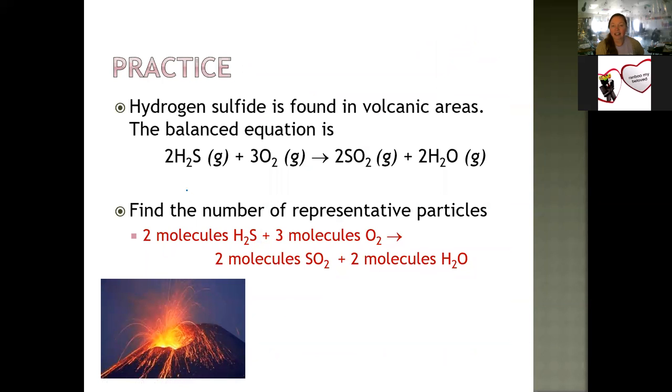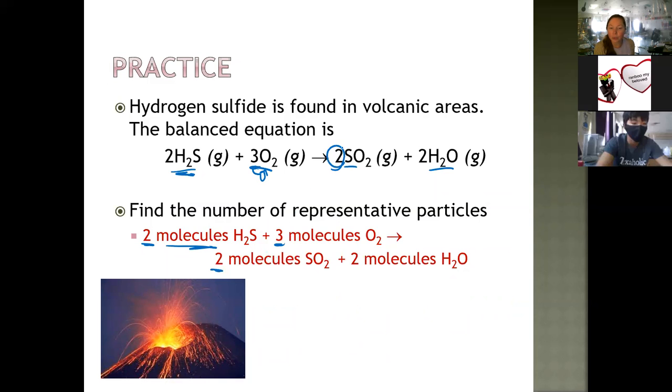So let's say that I had this equation: hydrogen sulfide is found in volcanoes. It can react with oxygen gas in the atmosphere to form sulfur dioxide and water. I could say that if I have 2 molecules of this guy and 3 molecules of this guy, they smash together and rearrange, I can form two molecules of SO2 and two molecules of water.